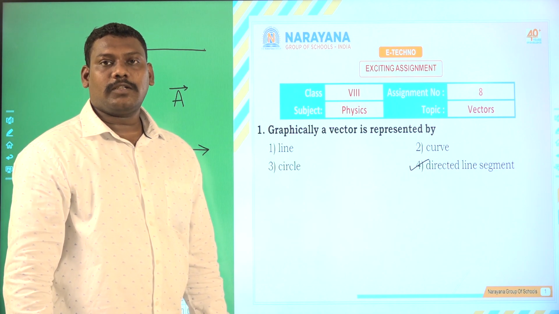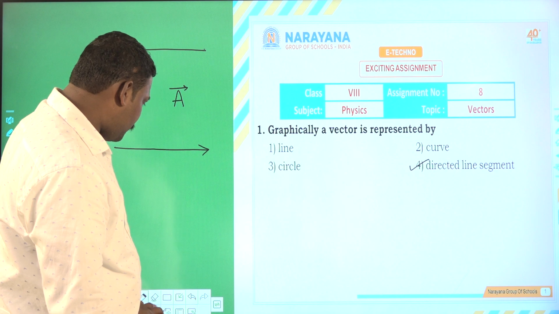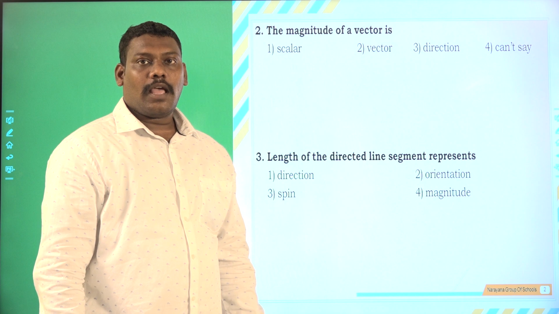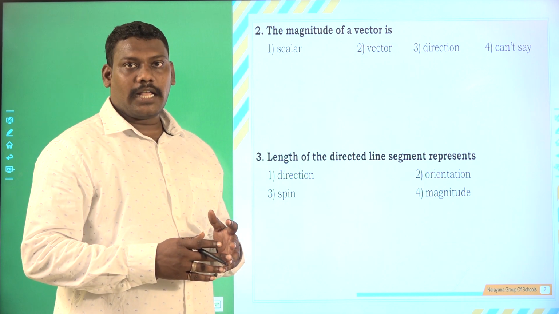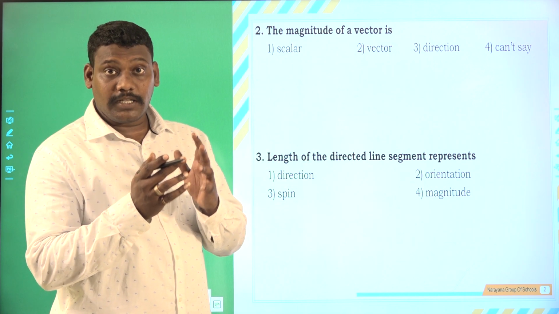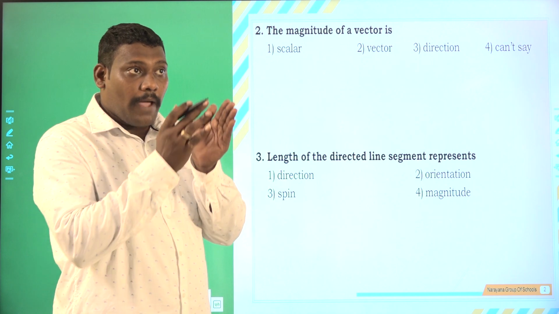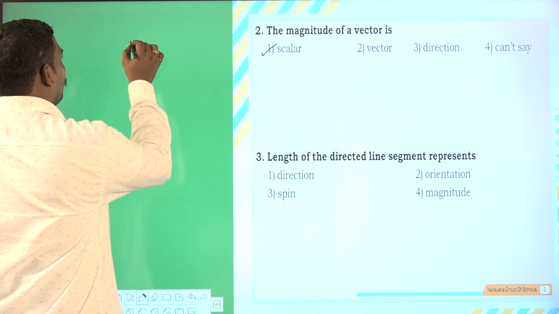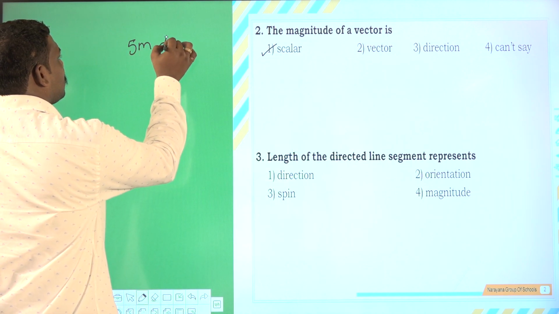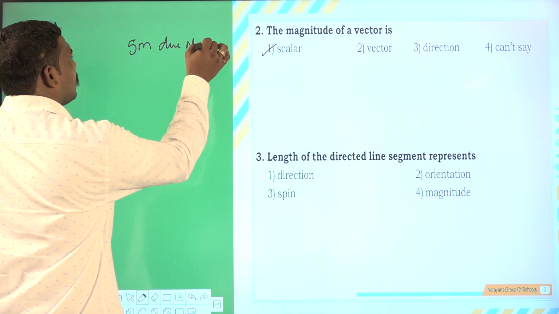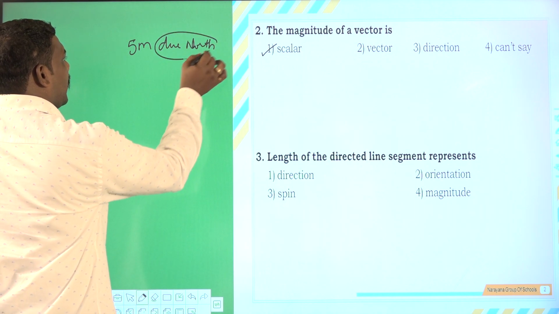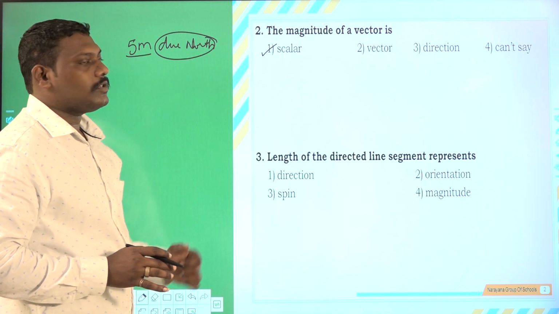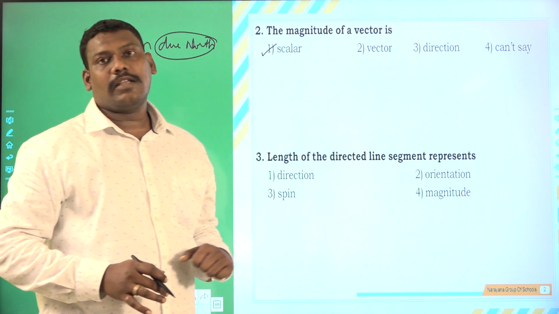Okay. Let us go to the second question. The magnitude of vector is, okay, as we know, the vector has magnitude and a direction, but the scalar only has magnitude. So that magnitude of the vector can be called as a scalar. For example, 5 meters due north. Due north is a direction, 5 meters is a magnitude. So this 5 meters is a scalar. So the magnitude of a vector is nothing but a scalar.